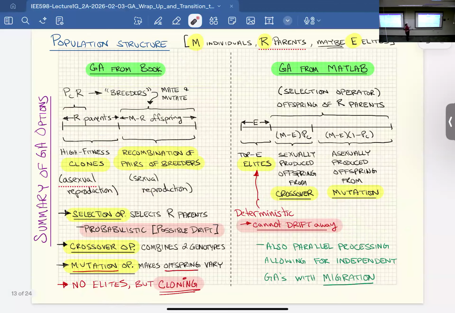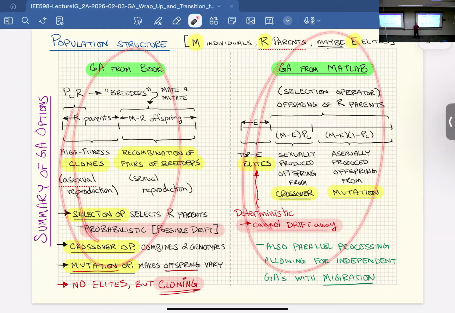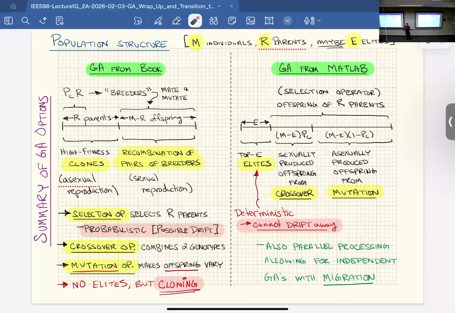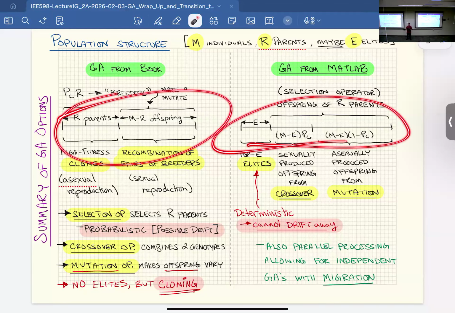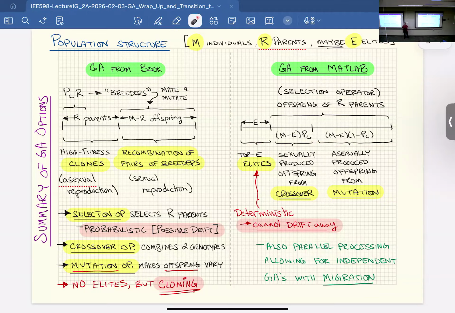Okay. All right, so bringing that all together, all 3 of those types of operators can be applied just as much to the GA from the book as the GA from MATLAB. So even though the population structure is different, you still can use the same operators. You're still making the same types of choices. But how do you choose all of these? We've got a lot of hyperparameters. We've got M, R, and E. We've got PC. We've got PM. We've got all this selection pressure stuff.